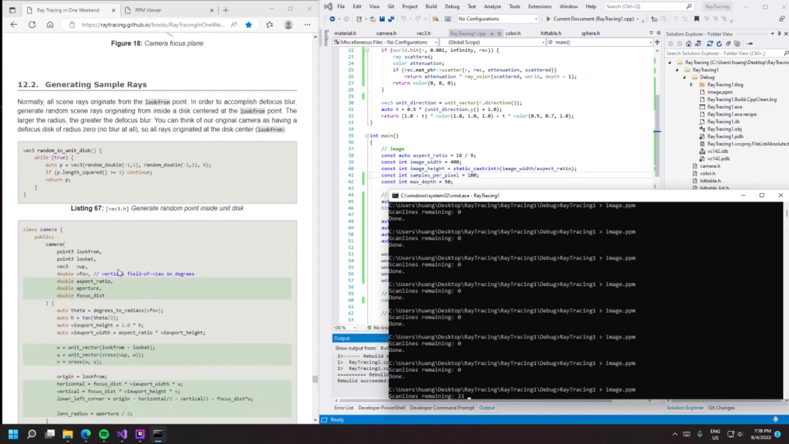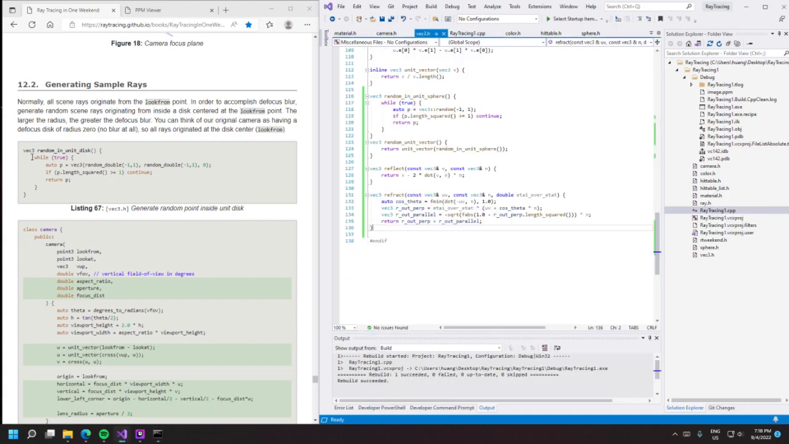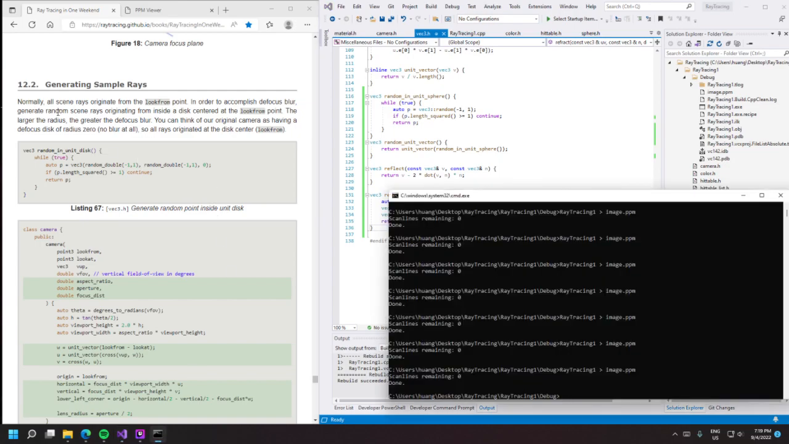Yes. We're going to generate sample rays. In the Vec3 code, normally all scene rays originate from the look-from point. In order to accomplish defocus blur, generate random scene rays originating from inside a disk centered at the look-from point. The larger the radius, the greater the defocus blur. You can think of our original camera as having a defocus disk of radius 0, so all rays originate at the disk center, look-from.